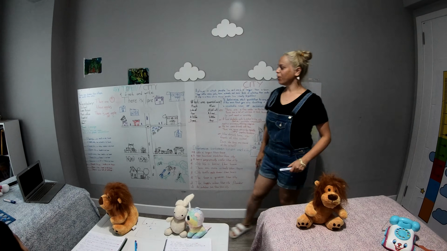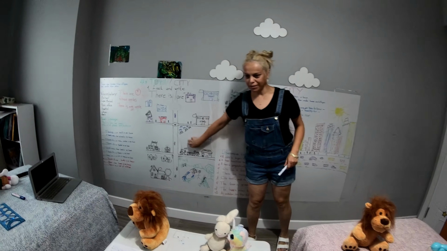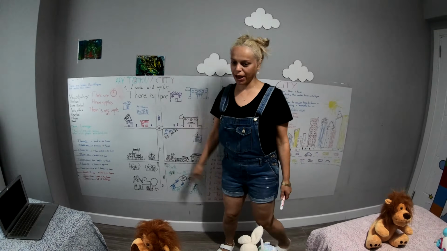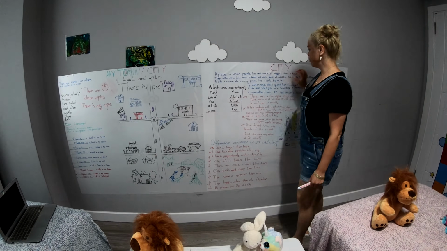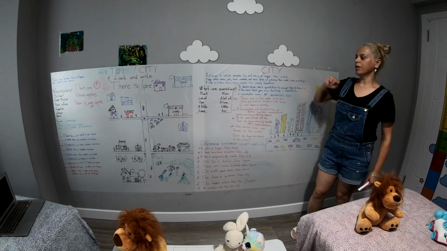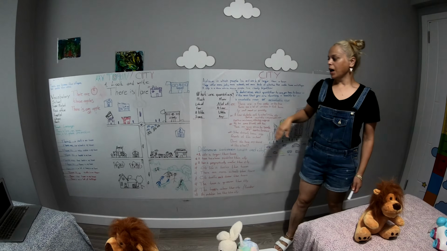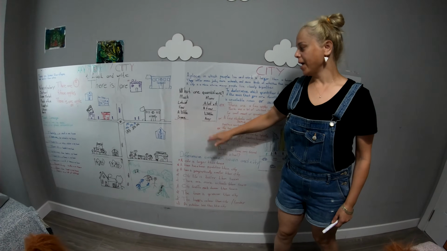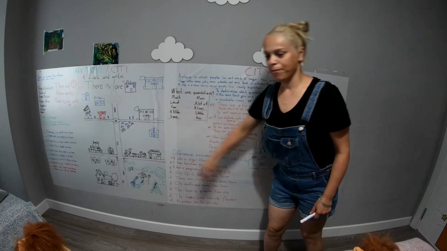We talked about the town and then learned how to use there is, there are. Now we are going to talk about the city, and we will learn how to use a lot of, a few, any, some.